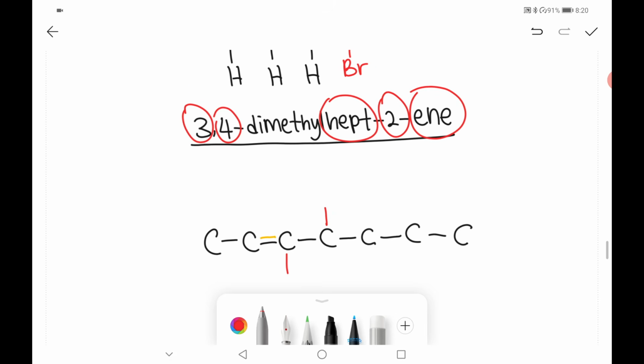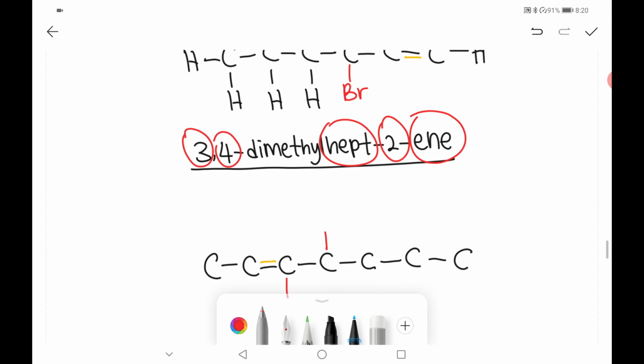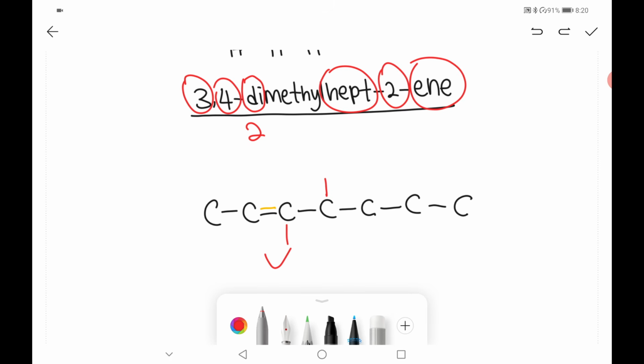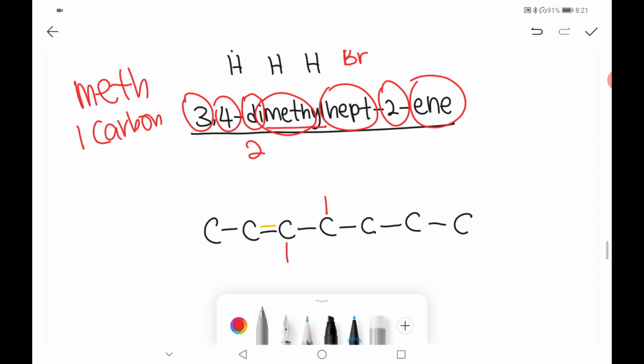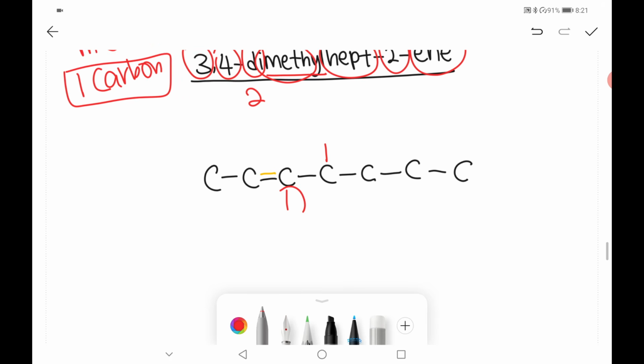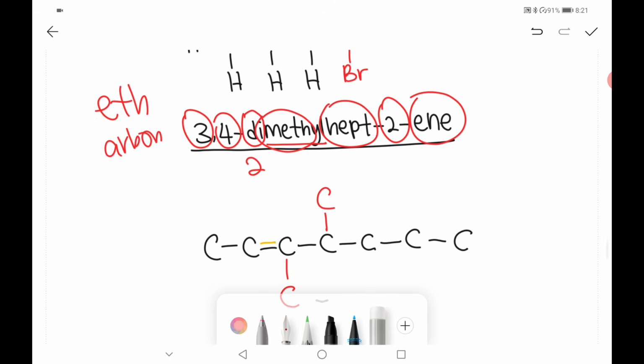Now I have already put in the numbers here. The next thing is to put in my branch. What is my branch? Dimethyl. The word "di" means I have 2 branches only, which is yes. What is the branch? My branch is methyl. "Meth" means 1 carbon. So each branch has 1 carbon. That's it, now we have finished everything.